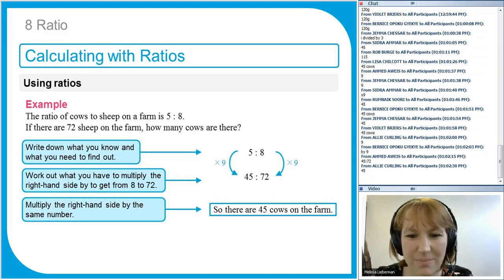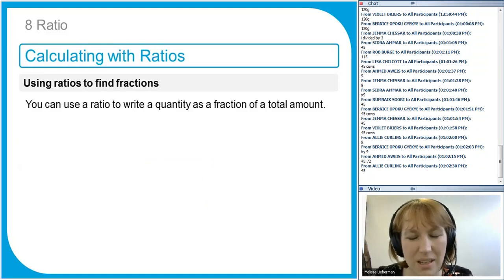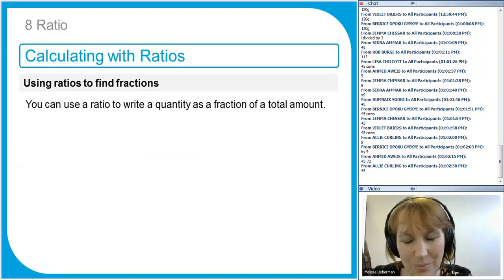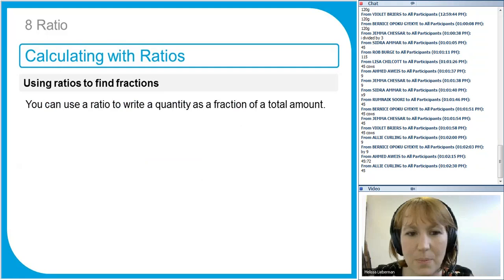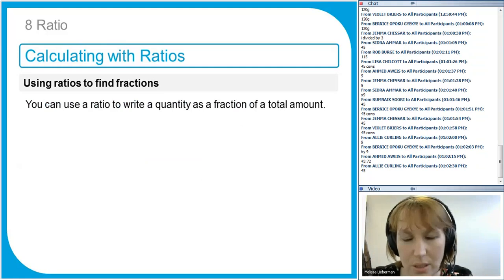Some of these ratio problems can get really complicated later on, but get the hang of the basics first, and then we'll do some more complicated ones another time. Now, I've mentioned this briefly, but it does come up. You can use ratios to write a quantity as a fraction of a total amount. So we can convert between ratios and fractions.